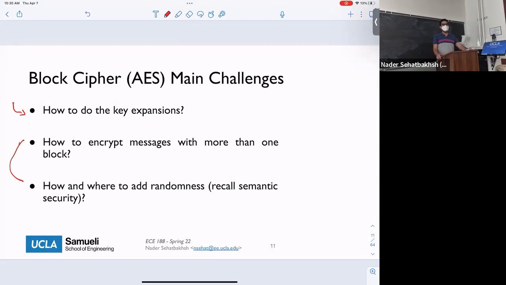The first one is basically, if we have much more than one block, like multiple blocks, what do we do? Do we just take one block and encrypt it and go to the next block, or is there some kind of chaining going on between multiple blocks?